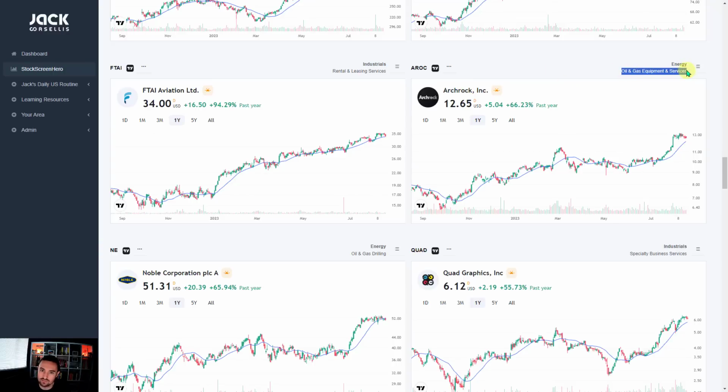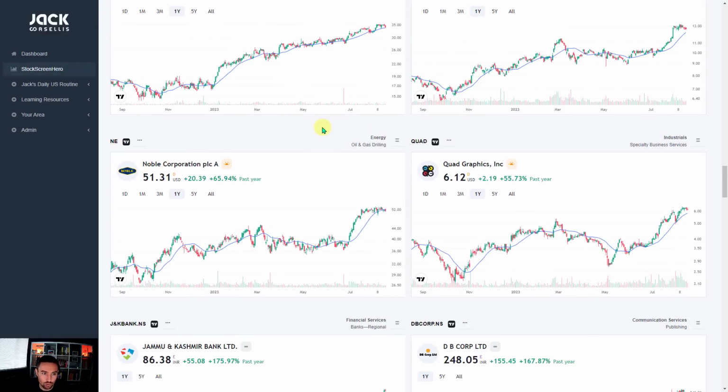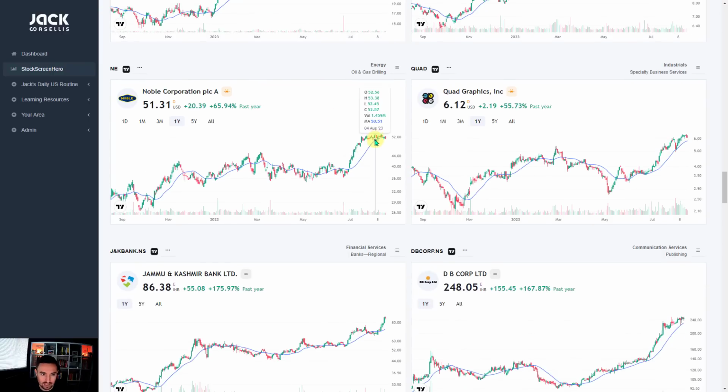So again, if you have stocks from the same group cropping up and you've got it set on the highest relative strength over a 1-week, a 3-month, or a 12-month basis, it's probably telling you those stocks are quite strong. So Archrock's looking pretty strong. Noble Corporation, this one here, really nice. Gap down reversal bar, tightening, that looks pretty interesting. I want to be doing a little bit more research on that one.